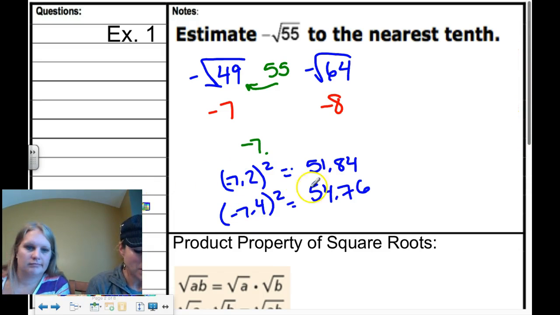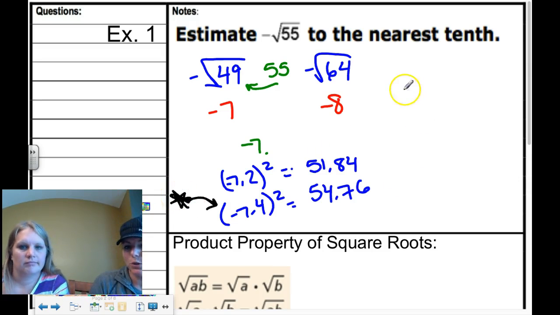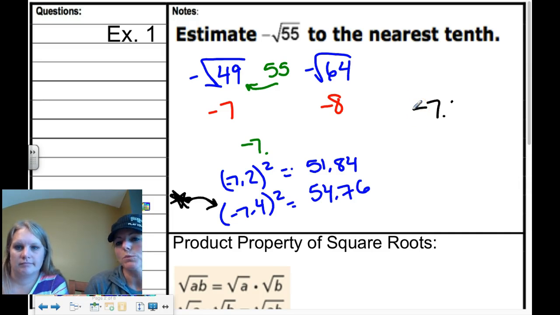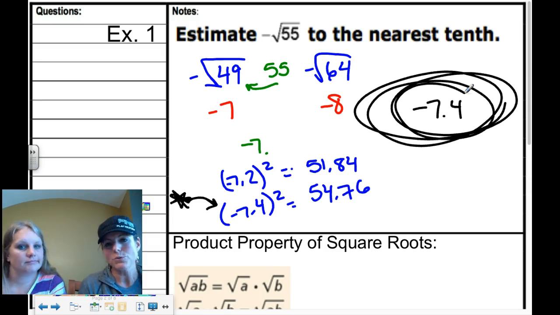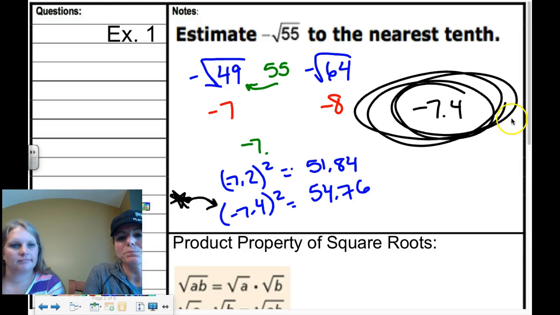We can basically say now that the square root of negative 55 is approximately equal to negative 7.4. So we should probably circle that. That's our final answer. You can check it on your calculator, and that's what you're going to get. That's how you estimate. All right, so now we're going to move on.